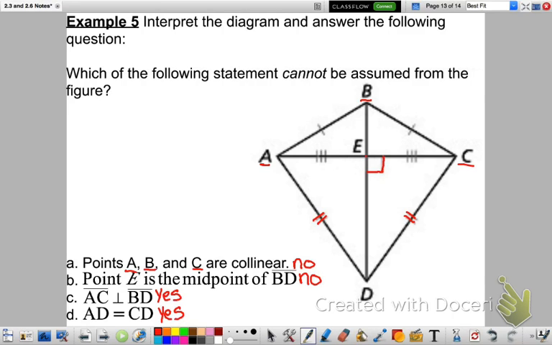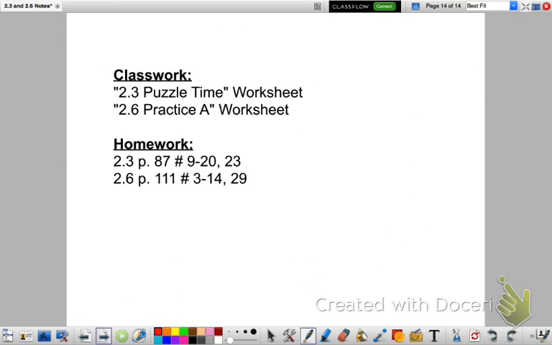So, that's it for this part. There are 2 practice worksheets on the back side of your notes for extra practice, and this is the homework. Hope you have a great day.